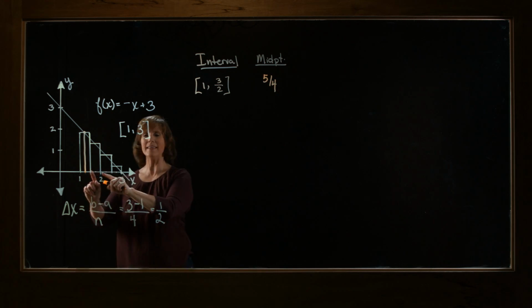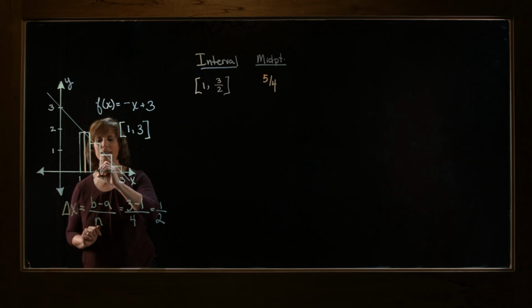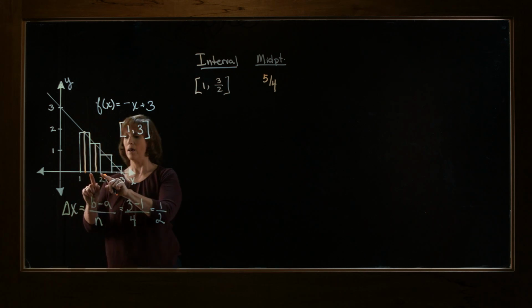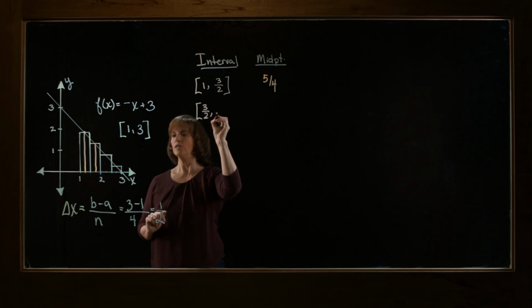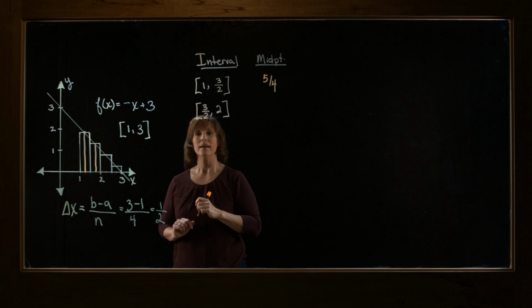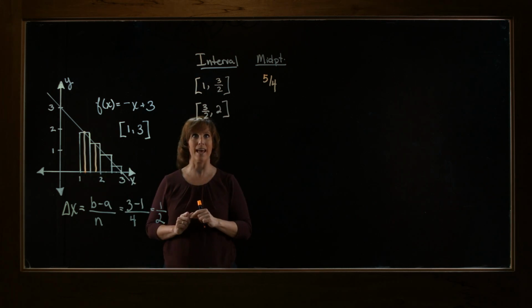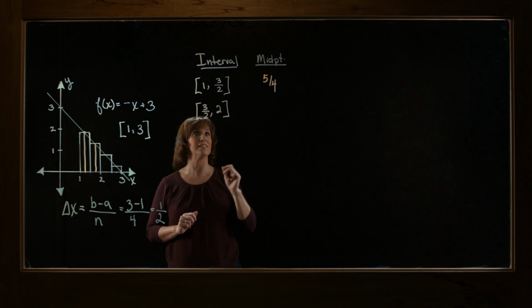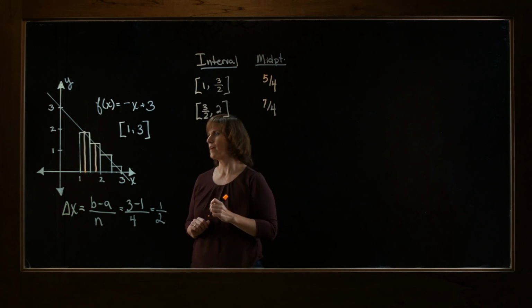Now we'll look at the next rectangle. Again, I'm interested in calculating the height at the midpoint. This interval goes from 3/2 to 2. Using the same technique we did before, we're going to add these 2 numbers together. So we're going to have 7/2 divided by 2, and we'll end up with 7/4.